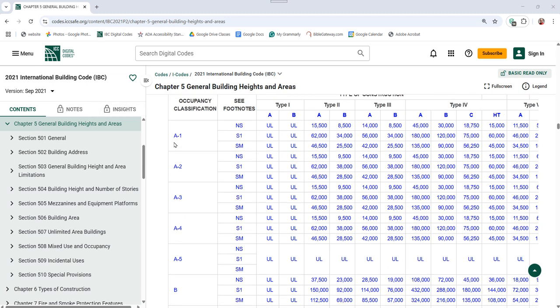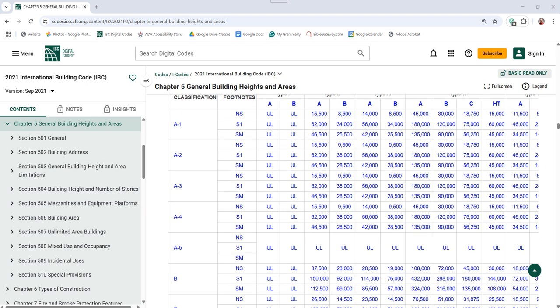At least if it was type A1, not sprinklered, type 2A, it would only be 15,000. So you can imagine the sprinkler added quite a bit of square footage possibility to this project, but it was not enough for what they want to construct. All right, let's look at the next one.